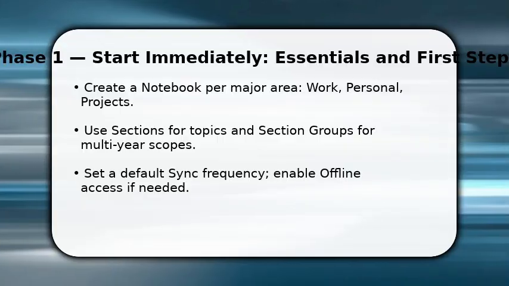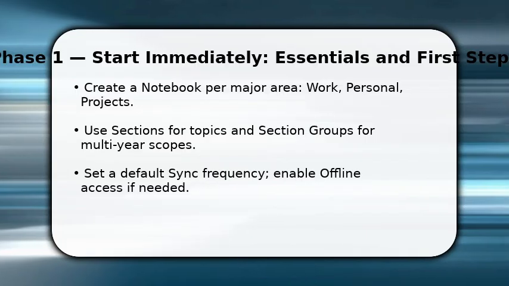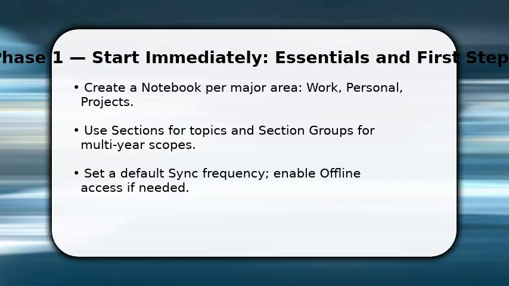You begin by shaping OneNote like a workspace. Create a notebook for each major area, then add sections and section groups to mirror projects. Once done, make sure to set a sensible sync cadence so changes propagate across devices. Enable offline access when you'll be without internet. Use a clear naming convention, dates first for logs, short tags for active work, because consistent structure saves time later.